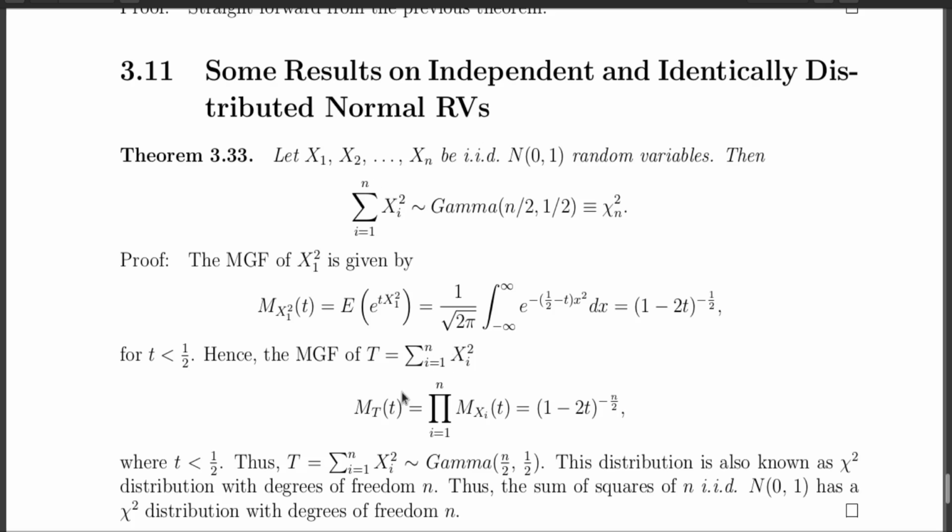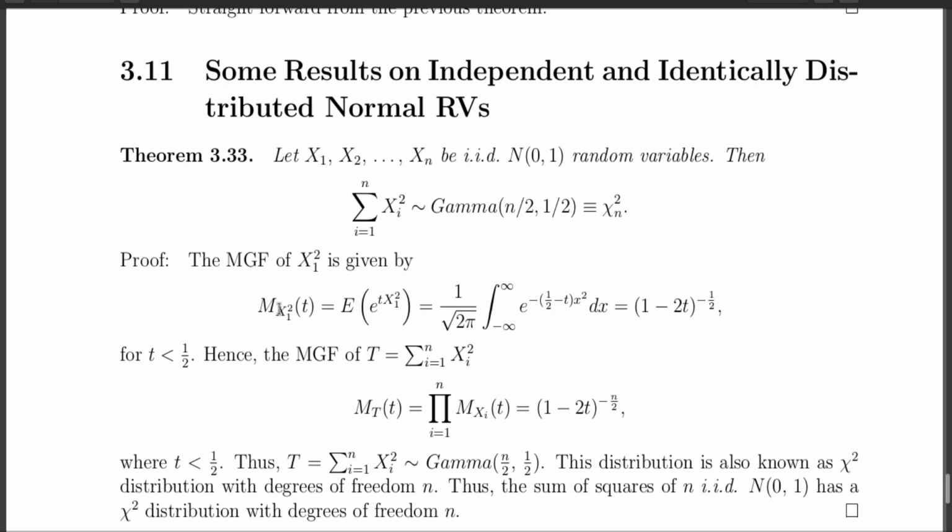When I try to find this, I have to write the moment generating function of T as the product of the moment generating functions of xi square at the point t. So I need to find the moment generating function of xi at the point t. Sorry, it will be xi square at the point t.